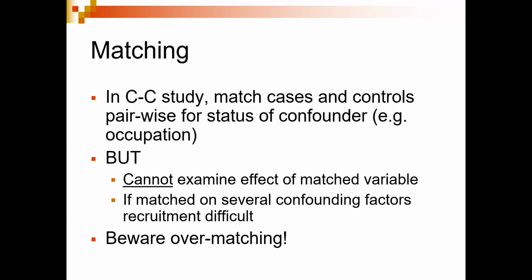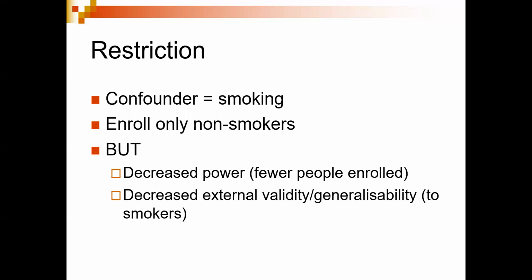So in most cases, you don't really need to match for a lot of variables. Maybe you match for occupation, you match for age, it becomes complex. And so in most cases, people just match for one variable, and it's easier to manage.